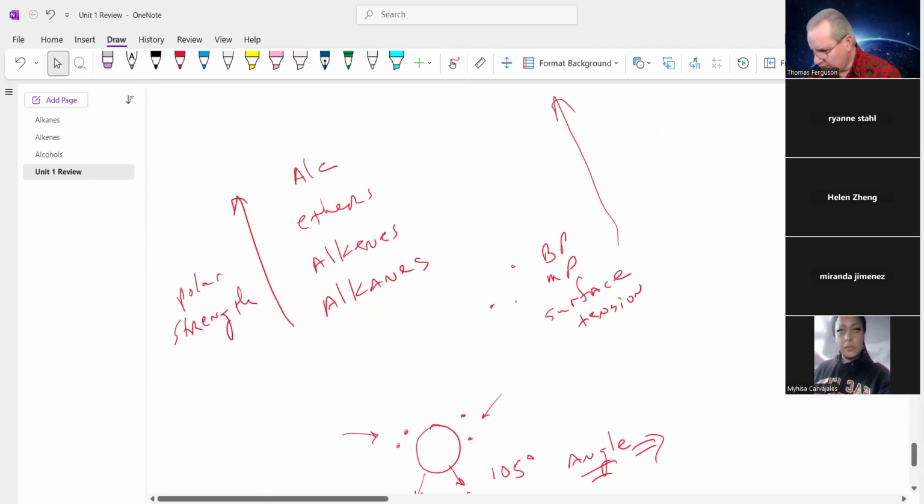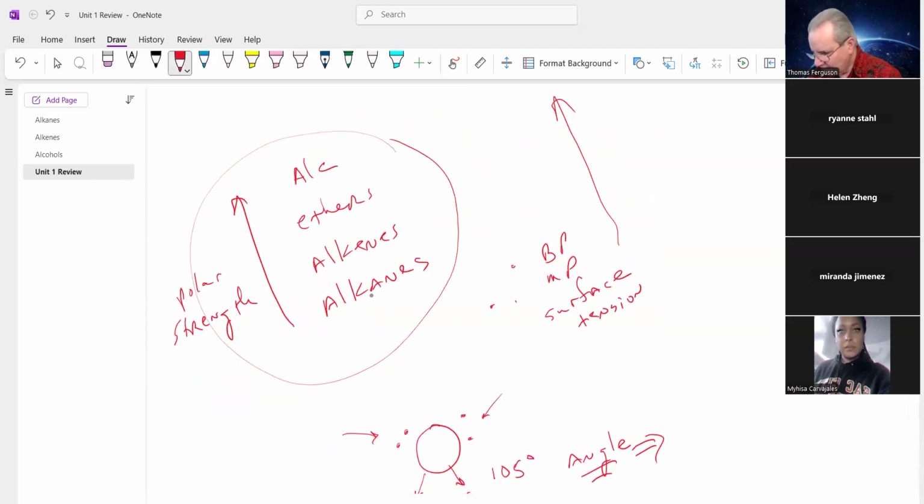So if you just remember this list, these have got oxygen in them. These have no oxygen. As soon as you add in that oxygen, it automatically adds polarity. And when you throw a hydrogen next to the oxygen, it intensifies that polarity.